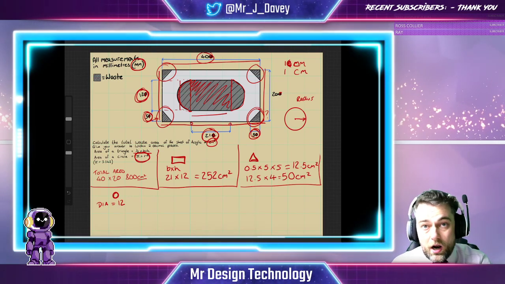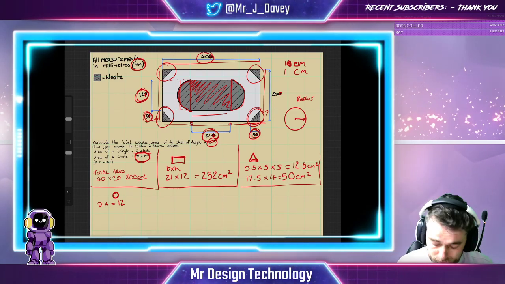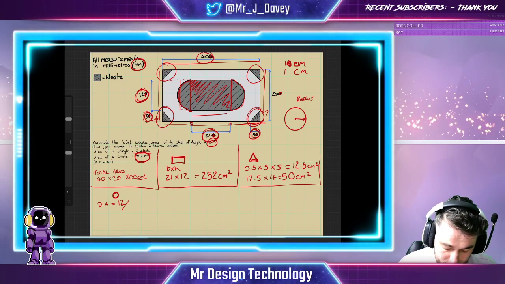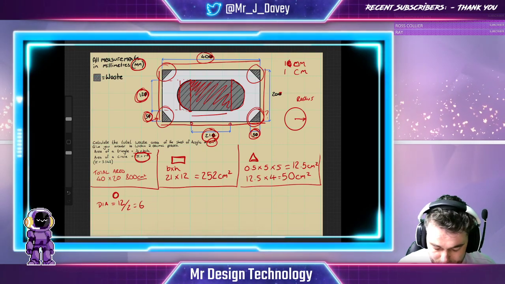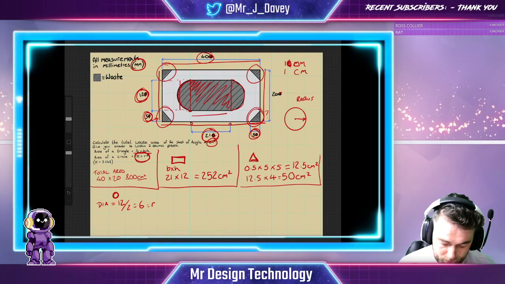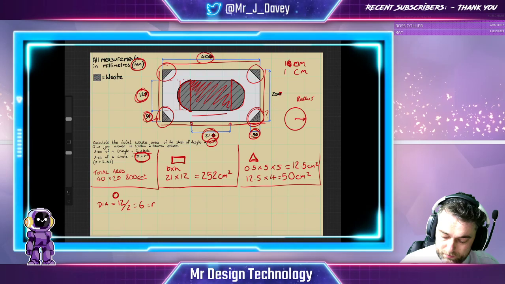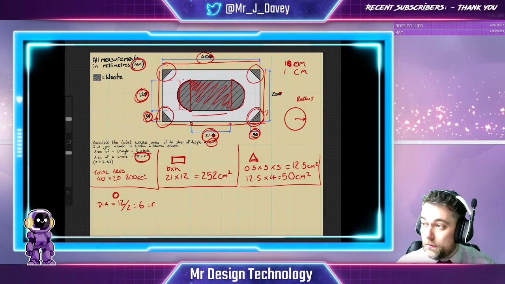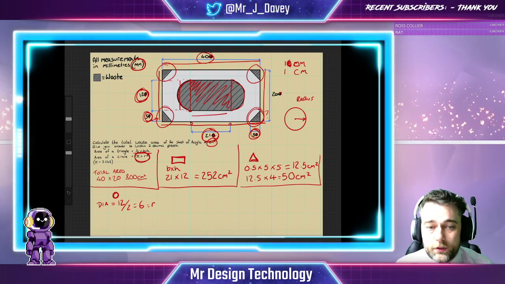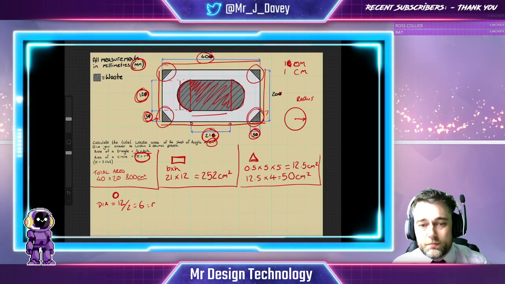So essentially it's half the diameter. So I can just divide 12 by 2 and that'll give me 6. So that is my R. Now I can crunch that into a calculator if I wasn't sure, but I know what 12 divided by 2 is, so I can just move forward with that.